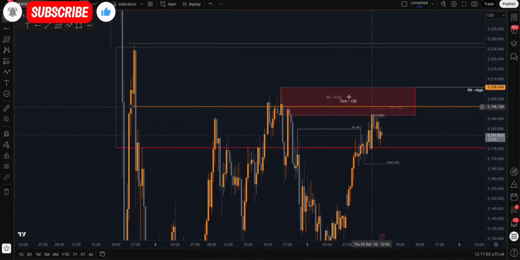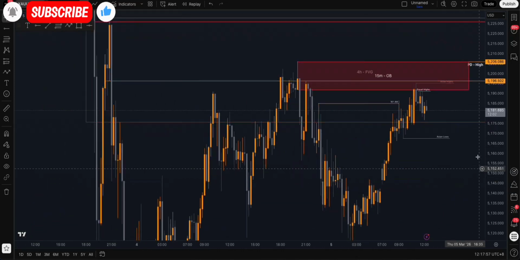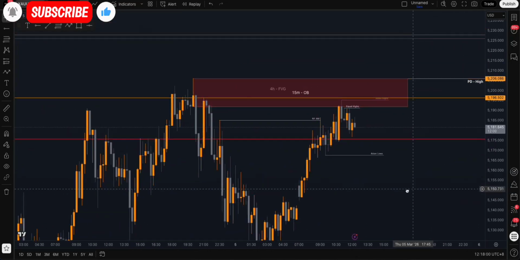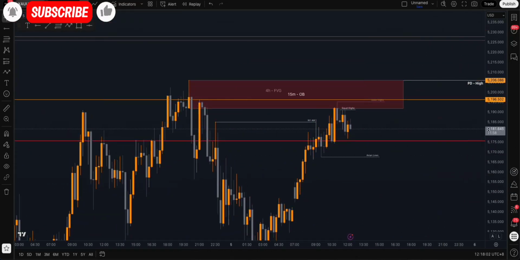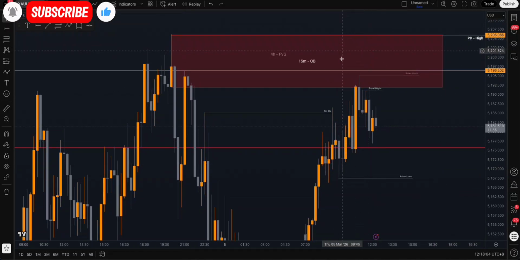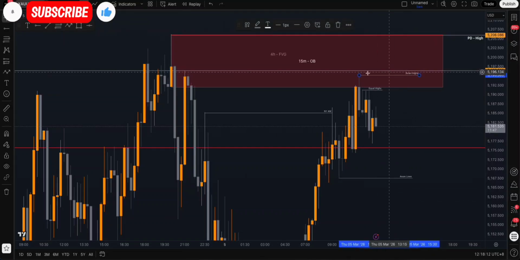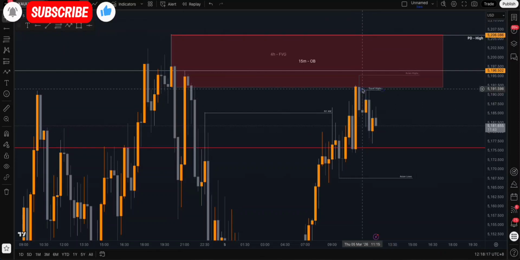This right here is the internal OB. Okay, but OBs nonetheless. They are still order blocks, so they serve as key levels. The Asian high is formed inside the external OB right here, followed up with equal highs resting below it.